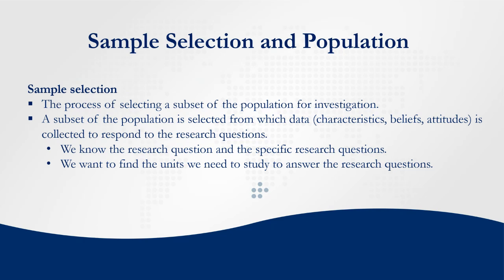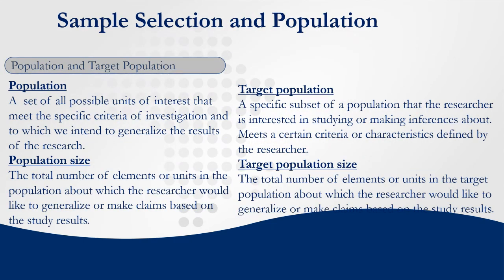We need to find the units that we must study to be able to respond to the research questions. So, some definitions. You have a population, which is a set of possible units of interest, right? So there is a population of interest where these attributes are, in these units. It can be, for example, children under 5. That's where the attribute of interest is. And then the size will just be the count, the total of those units.